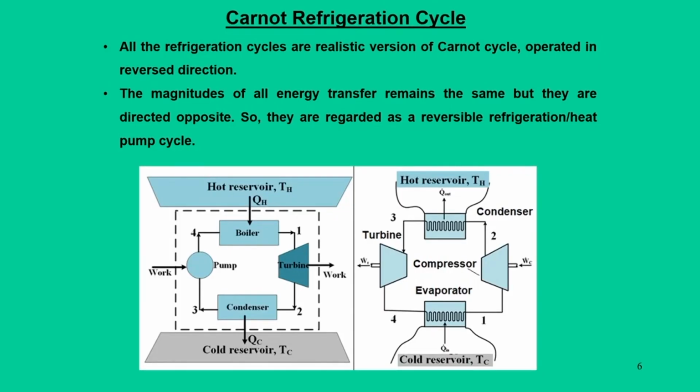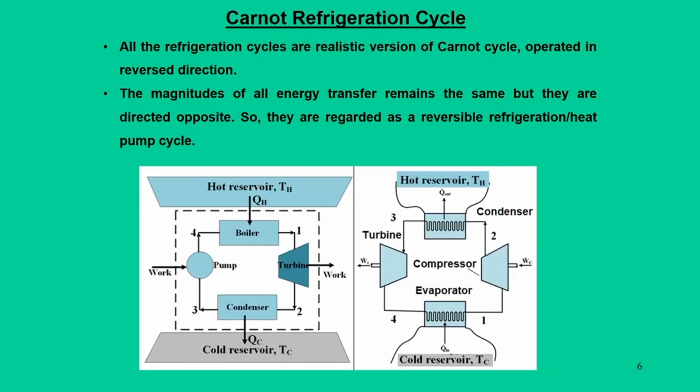And similarly here also, in a refrigeration cycle, when you talk about the refrigeration cycle, we have to think about a reversed Carnot cycle, then only we can find a realistic version of the refrigeration cycle. So, first thing is that when you look at a Carnot cycle, there are some hypothetical devices, what we call a turbine, boiler, pump, condenser.